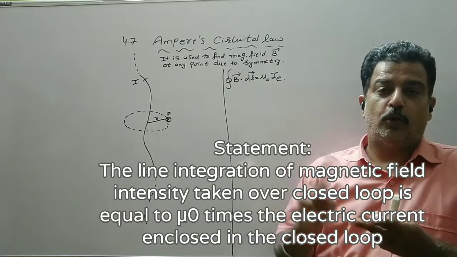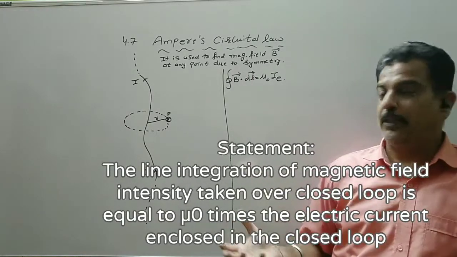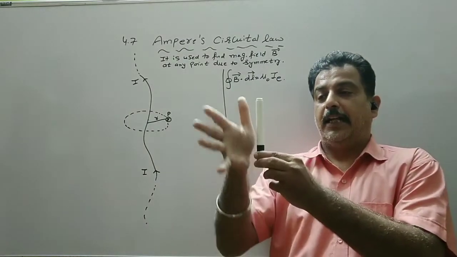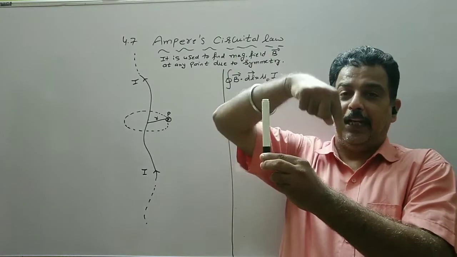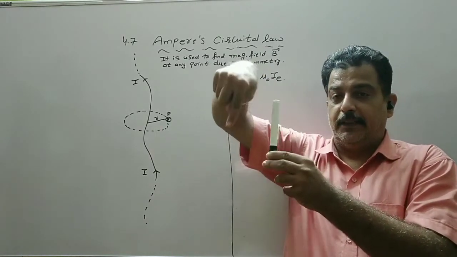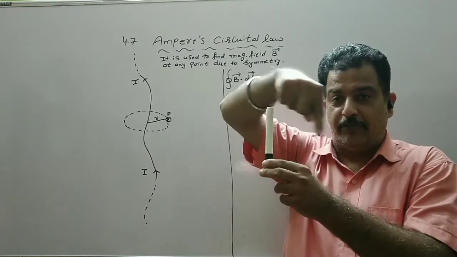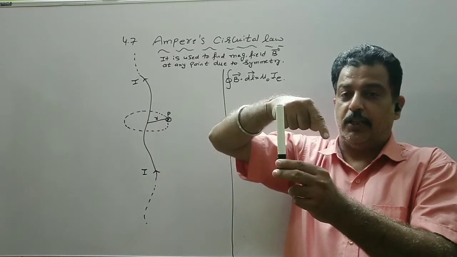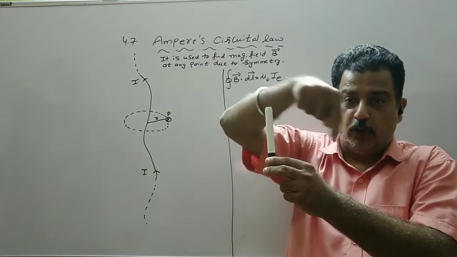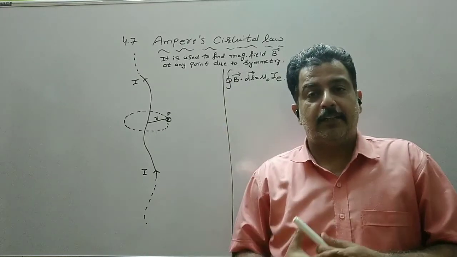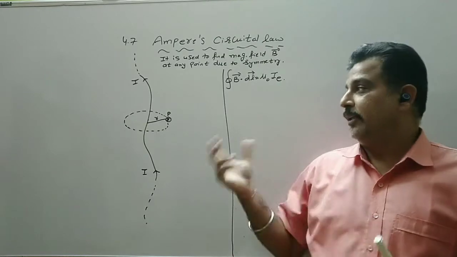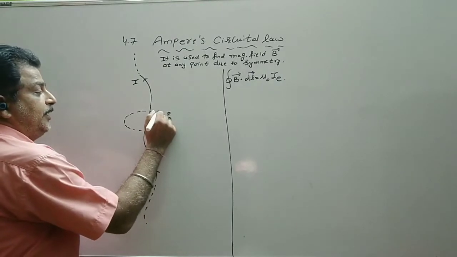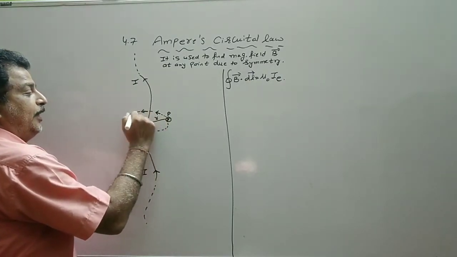So either the angle should be 0 or 90 degrees, or B should be 0. Here B is not 0. Now if the point P is lying here, and if I apply the right hand thumb rule, the magnetic field direction is circular. This is the magnetic field, and at this point it is going inward. It is forming a circle which is anti-clockwise. So whatever is the direction of the magnetic field intensity, here this is anti-clockwise, so I will take dl also anti-clockwise.